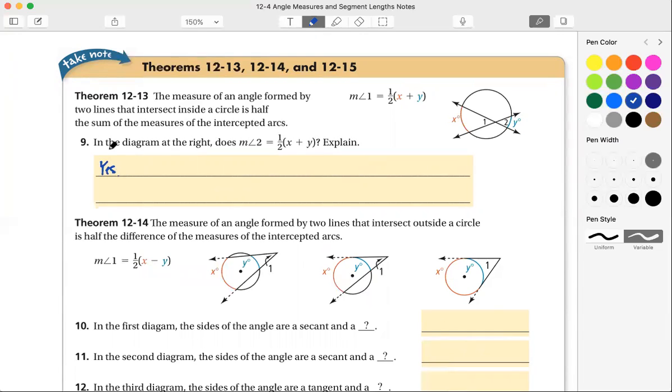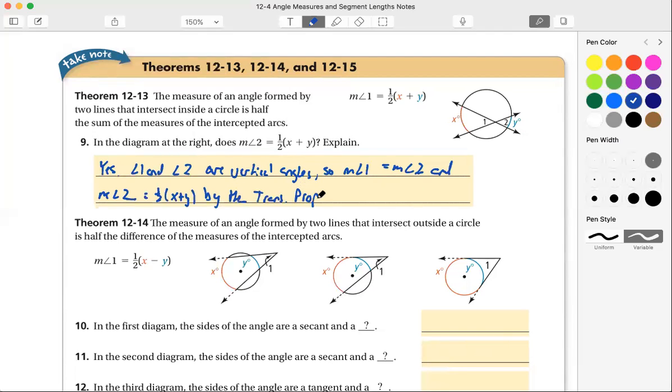Angle 1 and angle 2 are vertical angles. So the measure of angle 1 equals the measure of angle 2, and the measure of angle 2 equals 1/2 the sum of x plus y, by the transitive property of equality.